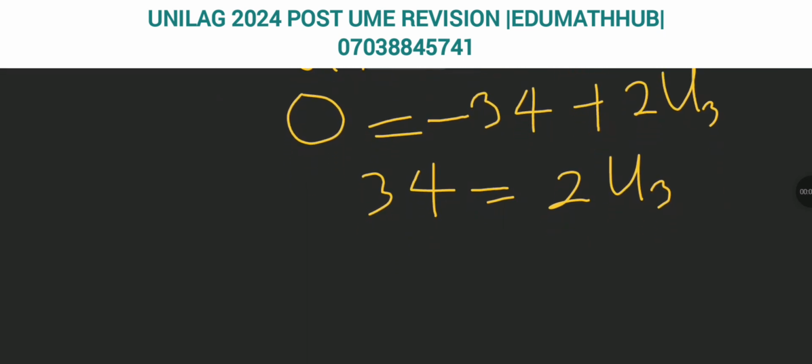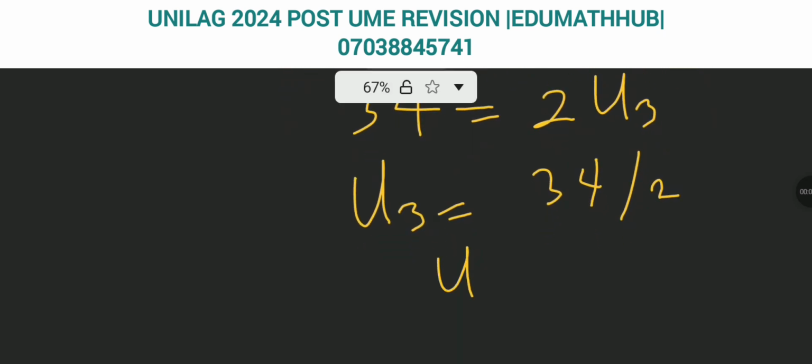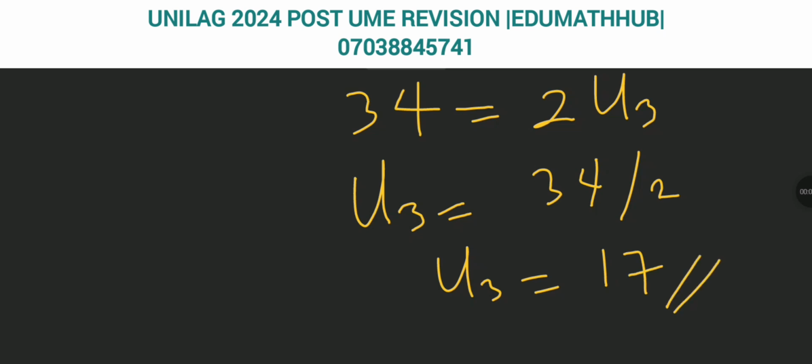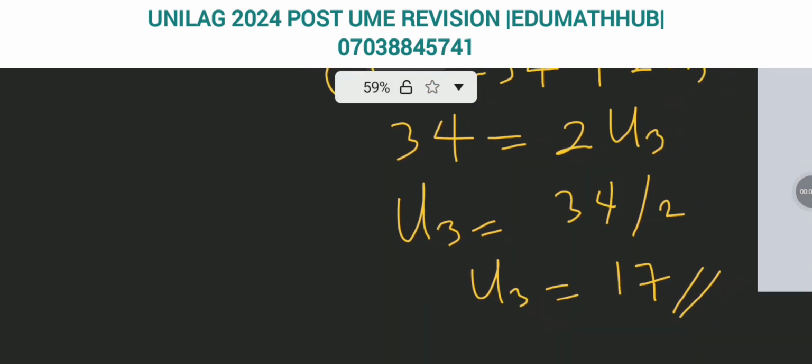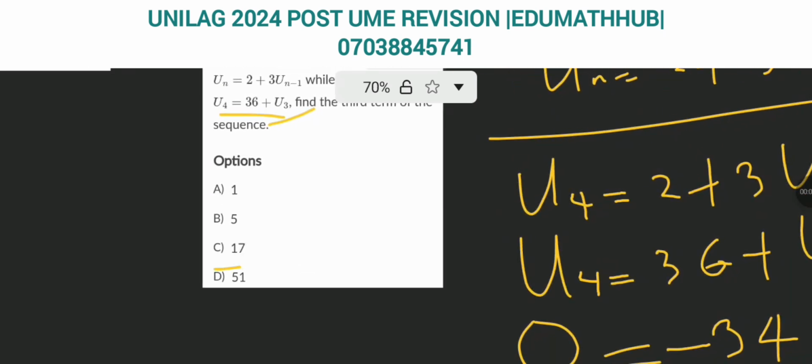Then from here, you can divide both sides by 2 to get the final answer. So u3 is 34 over 2. So 34 over 2 will give you 17. So move to the options, then you look for 17 there. You can see the answer right there, 17.